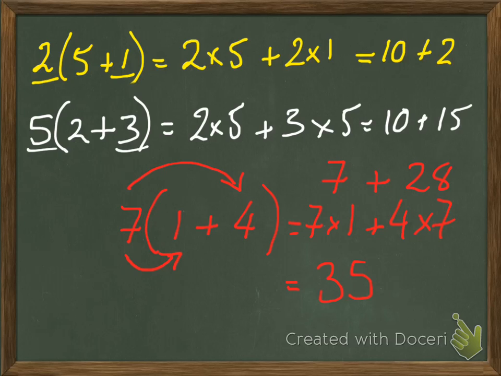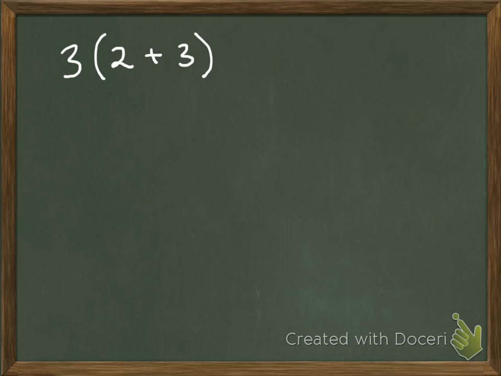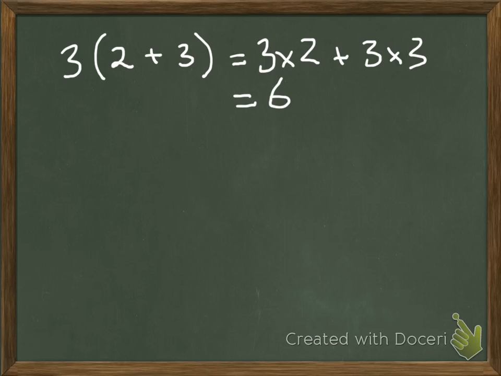This is just that process of timesing and multiplying and how you're doing it. Okay, so here we go. 3 times, open brackets, 2 plus 3, close brackets. So we know that's going to be 3 times 2 plus 3 times 3, which is going to be 6 plus 9.